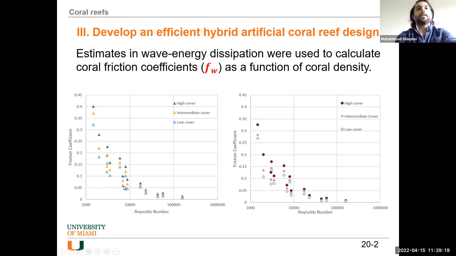However, this is the area of main interest. This is the area where we have most conditions at real scale. So here we can get our friction coefficient based on the experimental results that we have. And as you can see, the friction coefficients are higher for stag horn corals in all types of covers compared to the brain corals.